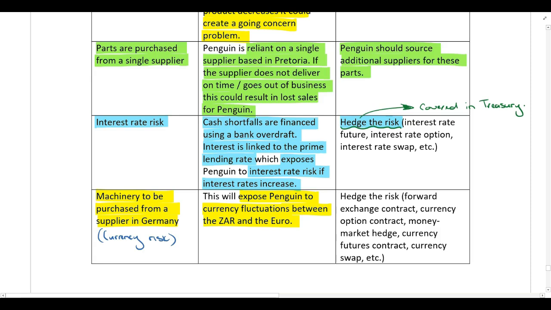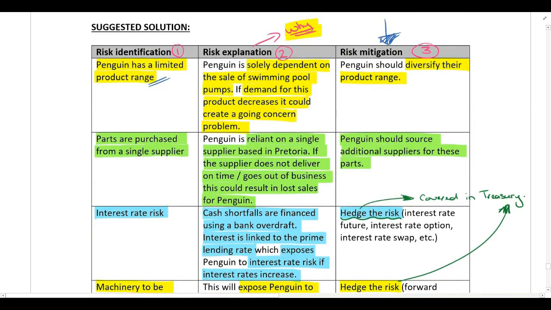Then we need to recommend how the company should mitigate or respond to this risk. And once again, they can hedge this risk. They can use an FEC, a currency option contract, a money market hedge, a currency futures contract, or a currency swap. And once again, guys, hedging is going to be covered when we get to the treasury section of the syllabus. So in this example, we had to identify the risk, explain why it is a risk, and also say how the company should mitigate or respond to that risk.